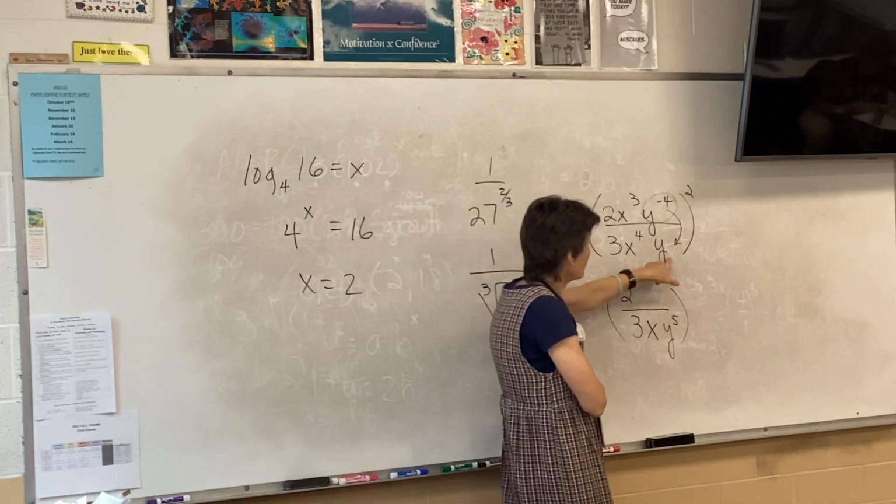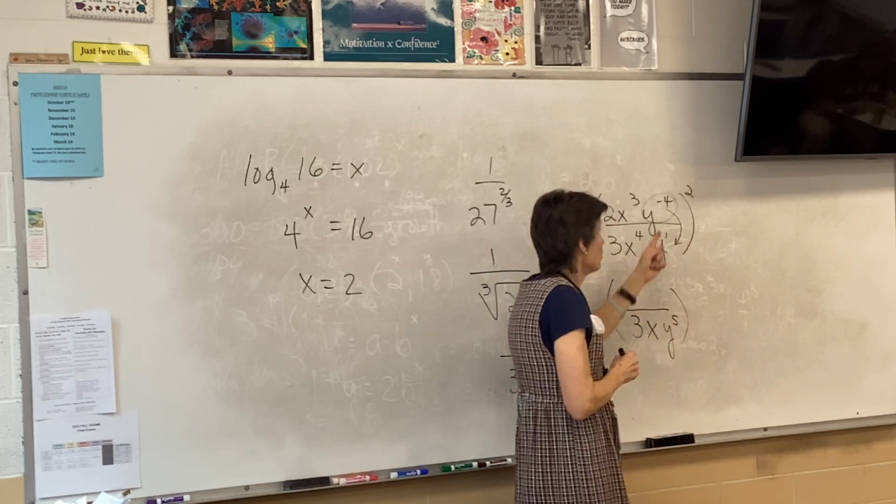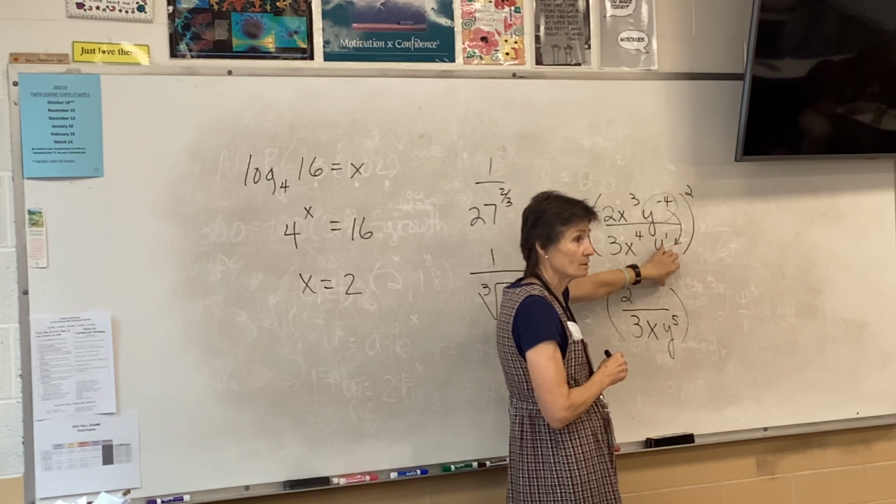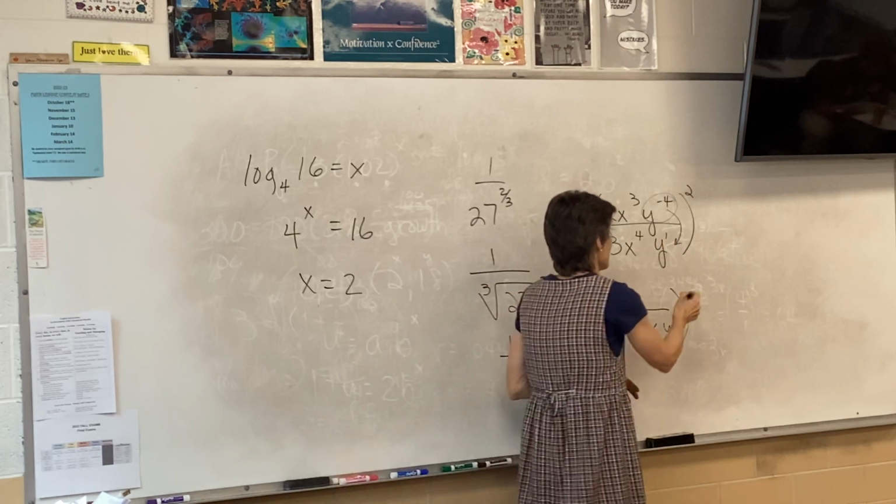So one y is already down here. 4 more are coming down. That's a total of 5 now. And that is what I'm gonna square.